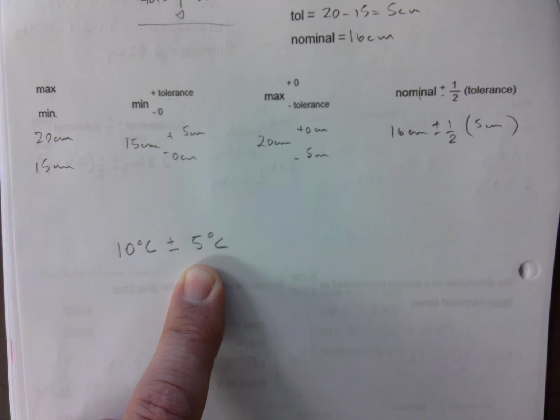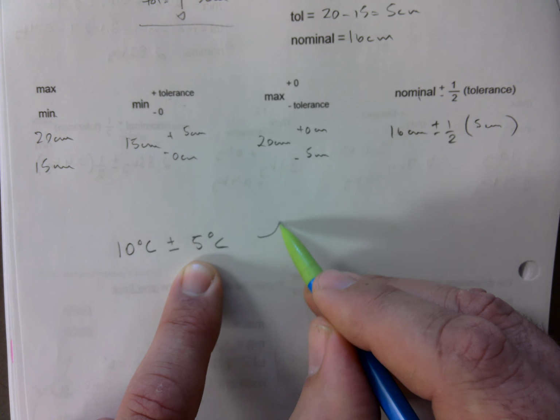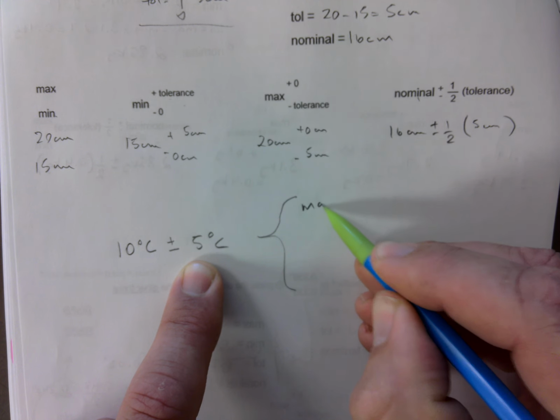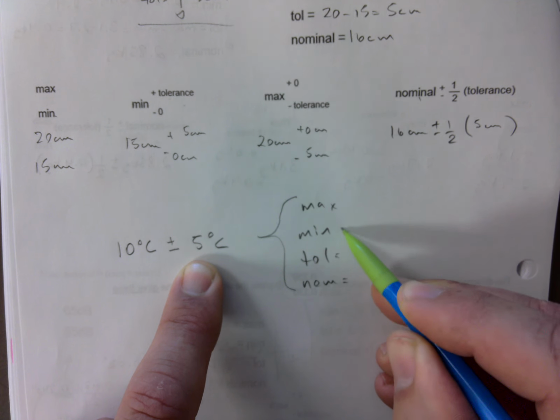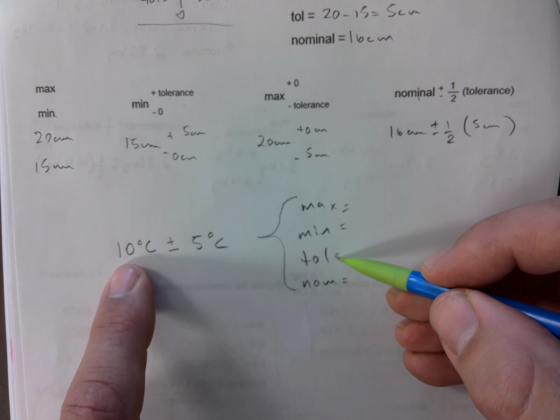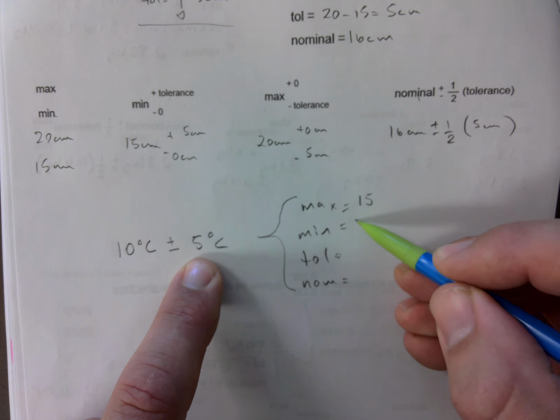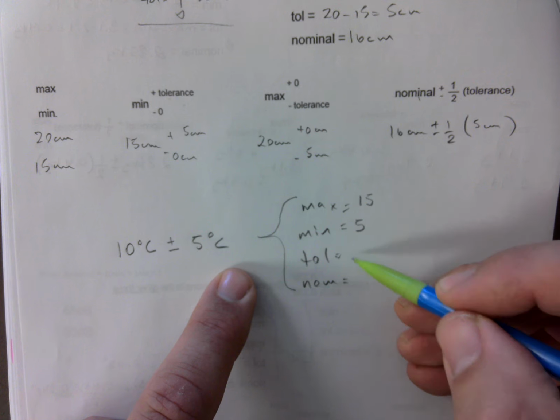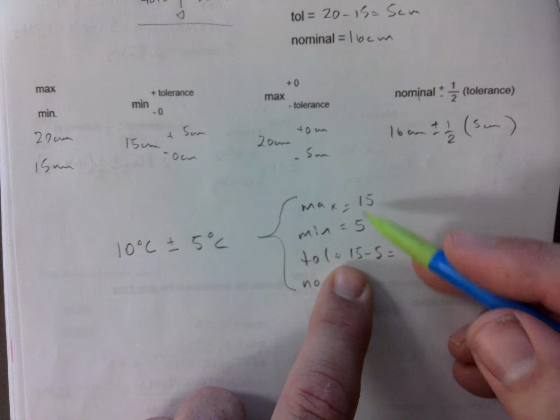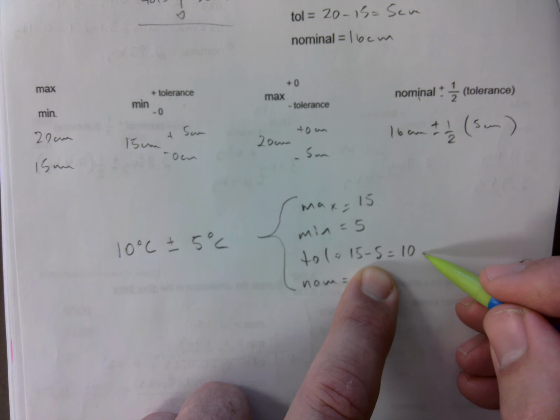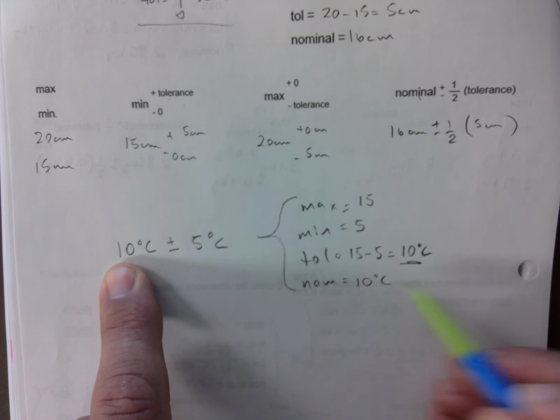So how do you get your tolerance if it doesn't look exactly like this? Remember, I always tell you this, get your info out of this. You get your max, your min, your tolerance, and your nominal. So the way to get your tolerance is to first focus, let's get the maximum, which is 15. The minimum is 10 minus 5, that'd be 5. So the tolerance is 15 minus 5. Honestly, this is the safest way to get your tolerance every single time. Degrees Celsius. So there's your tolerance, and the nominal is simply the number up front.